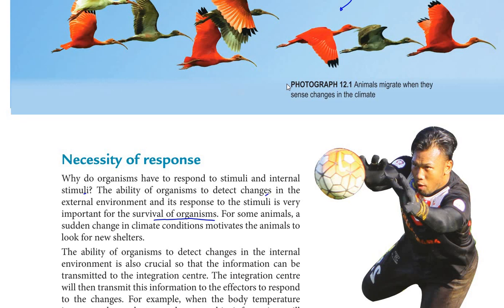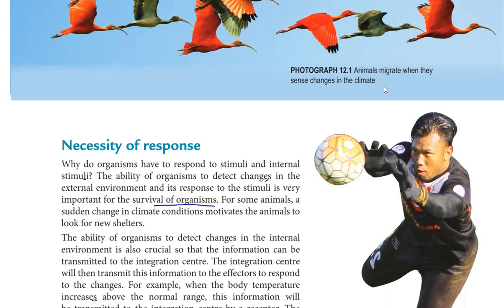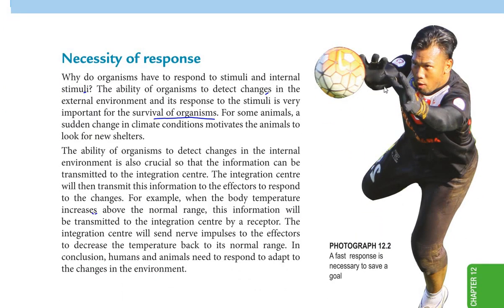We can see. We can hear. We can taste food. For example, this is the importance of why we need to detect the stimuli and respond. The ability of an organism to detect changes in the internal environment is also crucial so that the information can be transmitted to the integration center. The integration center will then transmit this information to the effectors to respond to these changes.